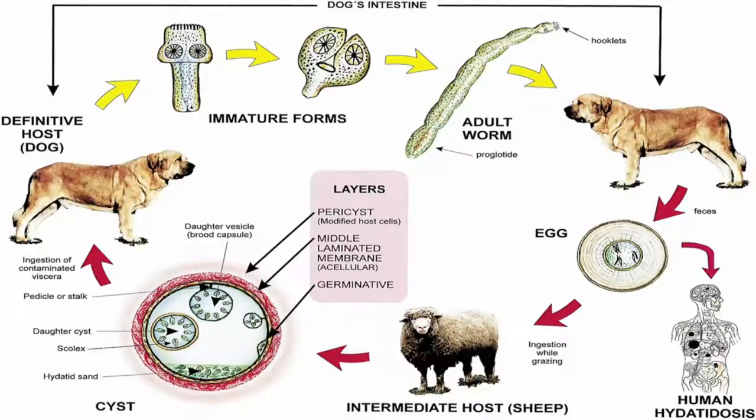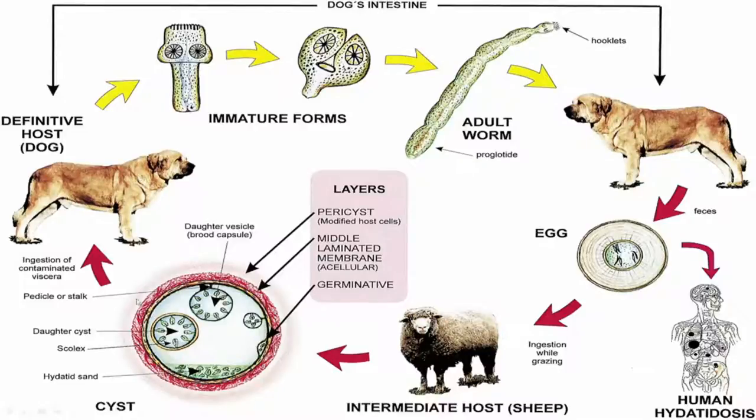And as a surgeon, you don't need to recollect it again. But this is the life cycle, how the hydatid cyst develops. Intermediate host, then definitive host, then the adult worm, then it forms the egg, and then the patient ingests it. You might have forgotten it. In the physiology, the pathology, you must have read it.